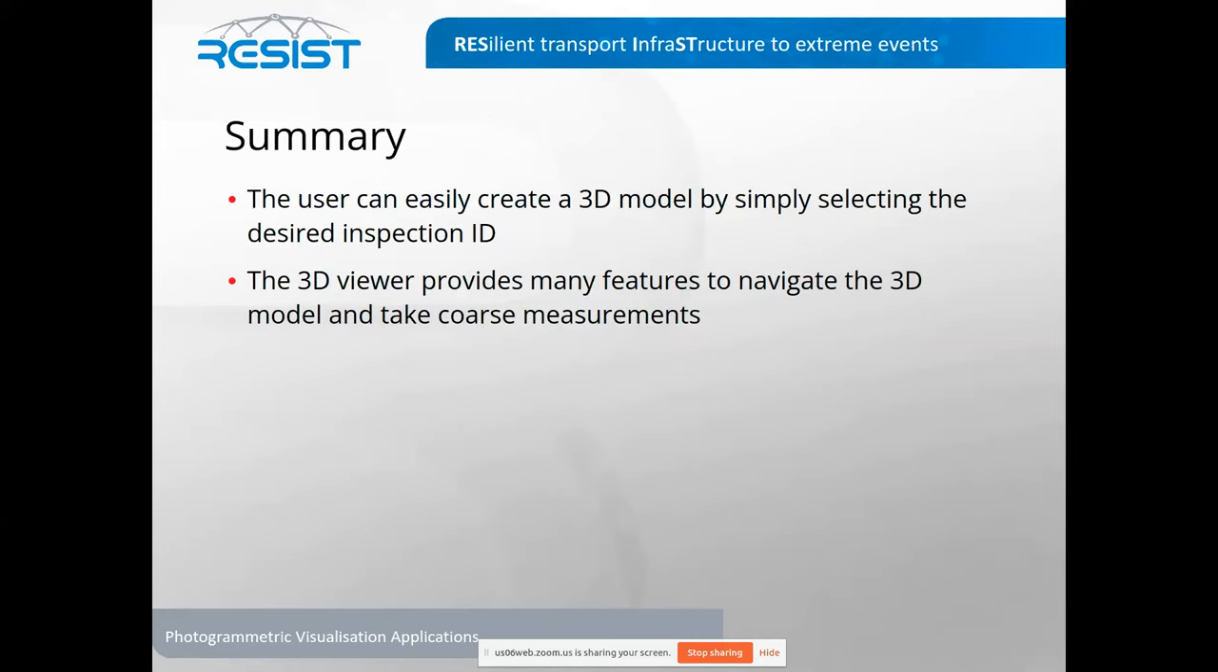All right. So to sum up the photogrammetric visualization application, the user can easily create a 3D model by simply selecting the desired inspection ID. The 3D viewer provides many features to navigate the 3D model and take coarse measurements directly on the model. And we think due to its straightforward design, the application should be easy to use. Thank you for your attention.